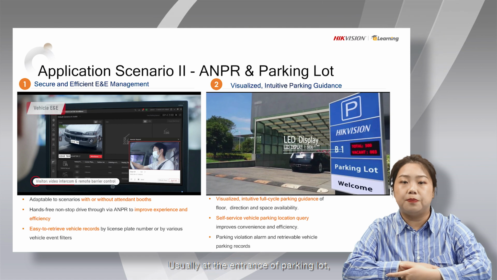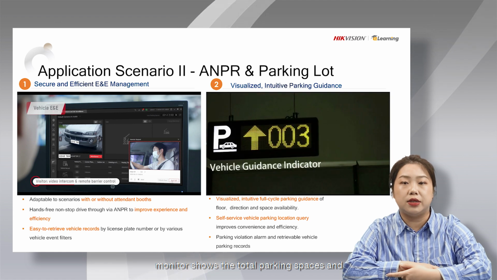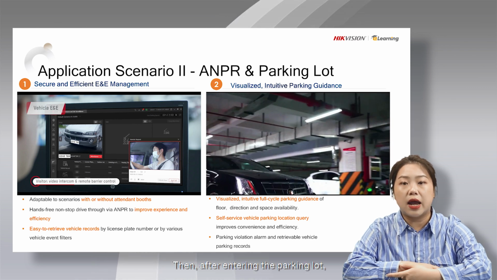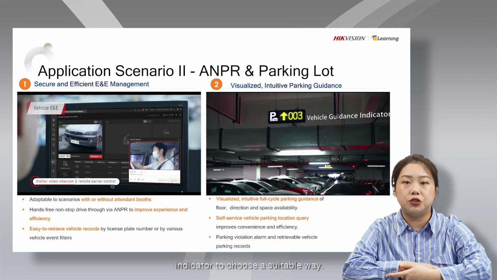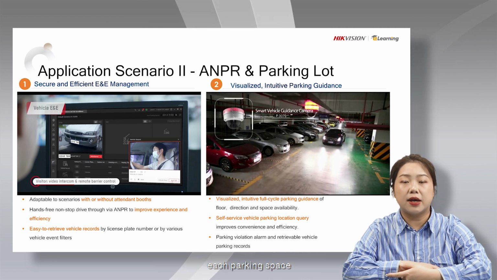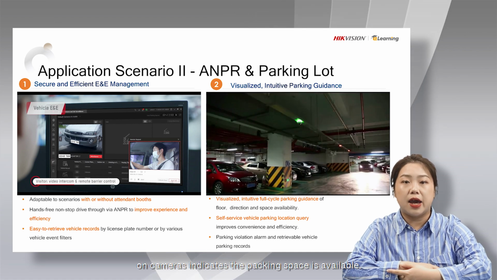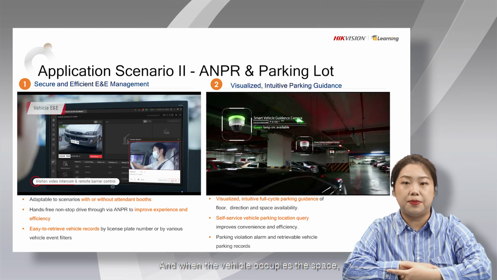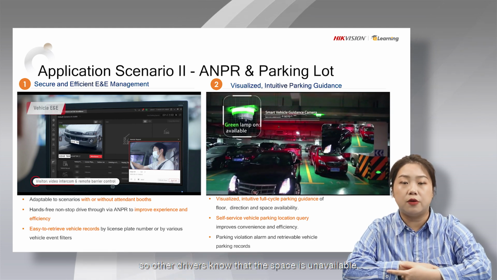Usually, at the entrance of a parking lot, an LED display monitor shows the total parking spaces and the vacant spaces remaining in the parking lot. Then, after entering the parking lot, drivers can check the vehicle guidance indicator to choose a suitable way. Smart vehicle guidance cameras installed at each parking space upload the real-time guidance information. The green light on cameras indicates the parking space is available, and when a vehicle occupies the space, the light turns to red, so other drivers know that the space is unavailable.